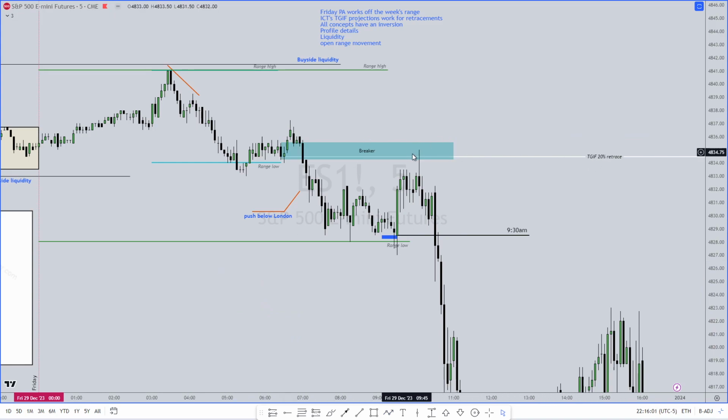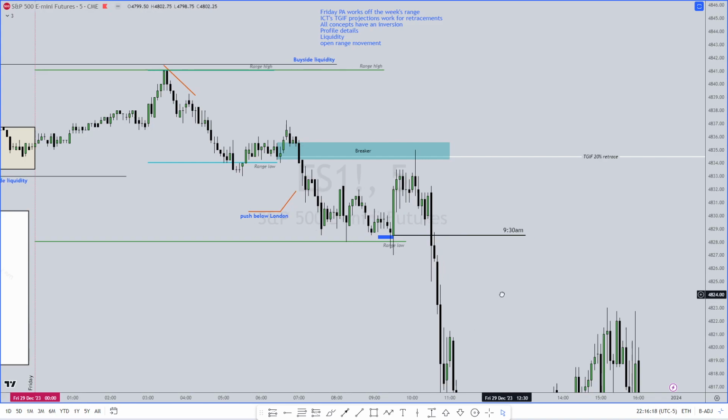TGIF retrace, we see that level hit perfectly at 10:05. So right in the silver bullet window, we see that price leg go up. There's a displacement on the 5 minutes. You can even see where that breaker is. Price comes back to the body of that breaker and then aggressively attacks that sell side.